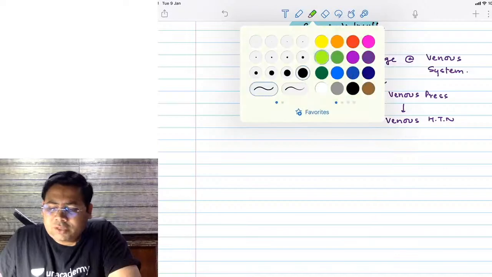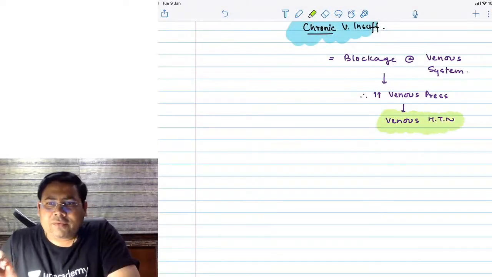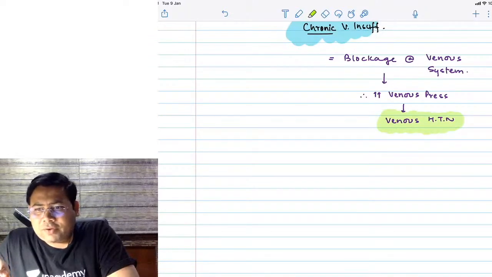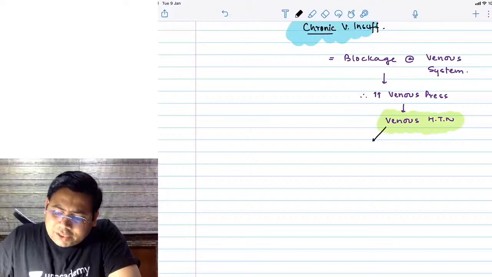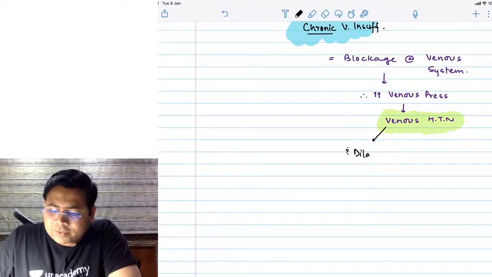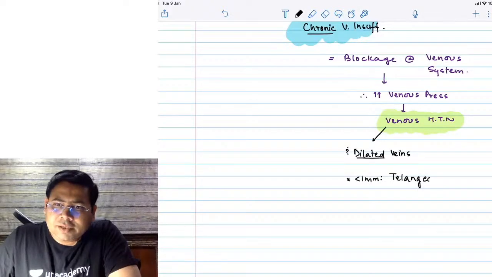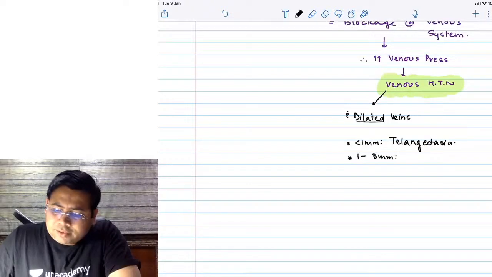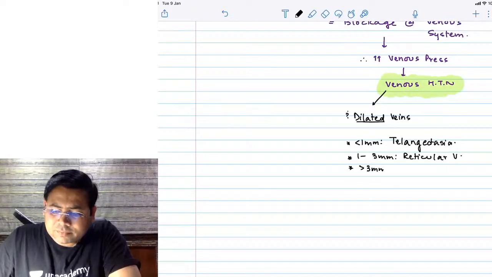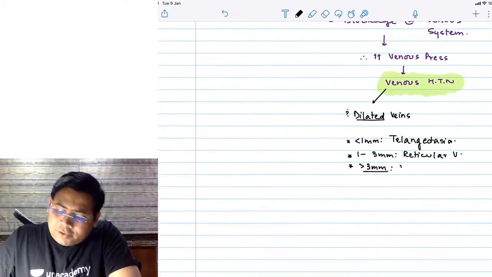Now, all the features which occur in chronic venous insufficiency are because of venous hypertension. Very good, Varun. And because of venous hypertension, what changes do we get to see? You get to see dilated veins. Dilated veins less than 1 mm are known as telangiectasias. Up to 3 mm, they are known as reticular veins. More than 3 mm, they are known as varicose veins. So this is one very important thing.